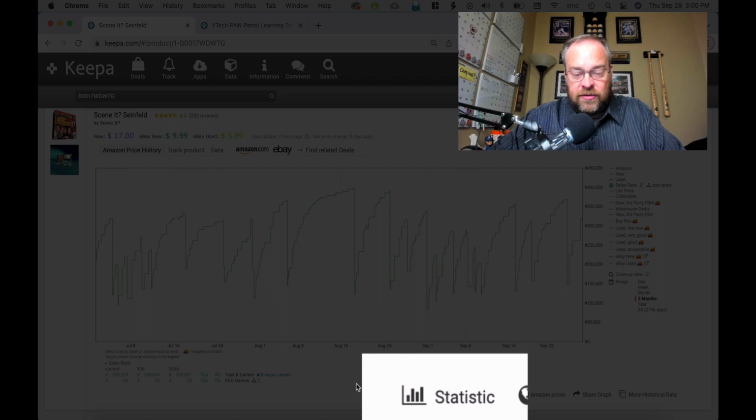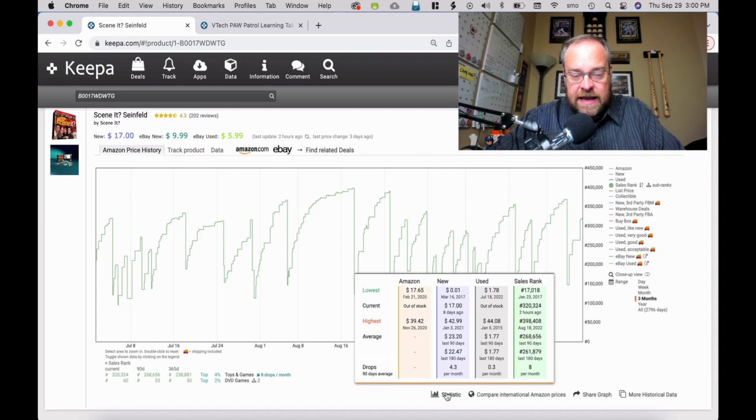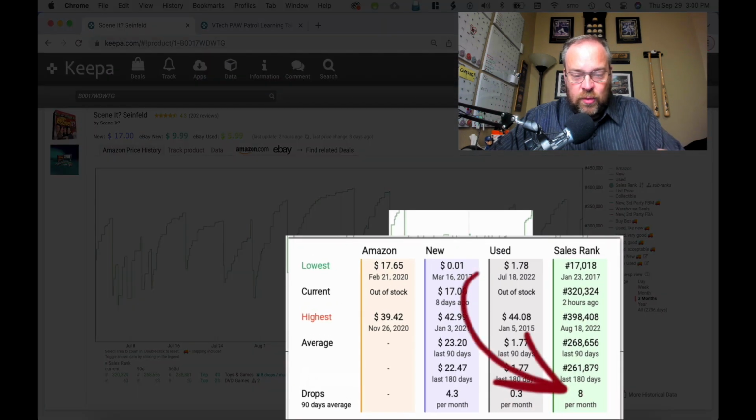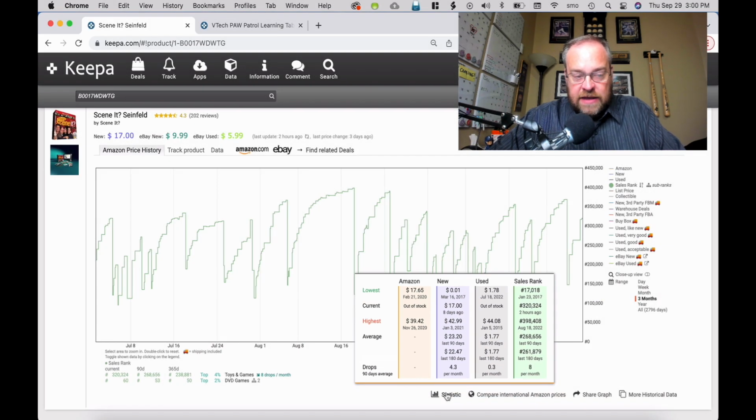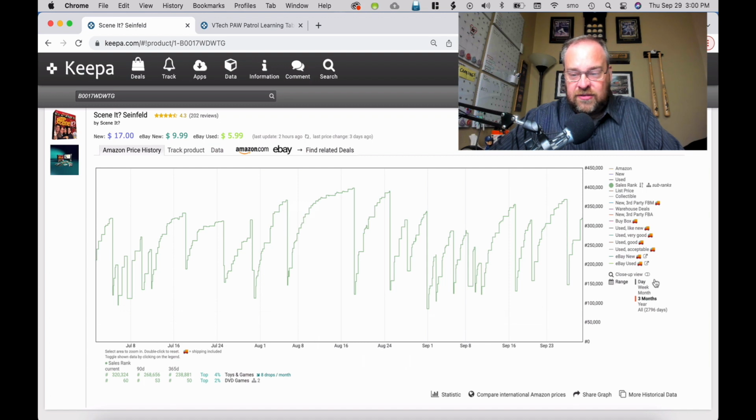On a Keepa graph, there's a statistic link over here where it gives you a summary of the particular graph that you're looking at. You can see that when it comes to sales rank drops, on a 90-day average, it averages 8 drops per month. And so that should mean that, since this is a 3-month average, there should be about 8 drops a month.